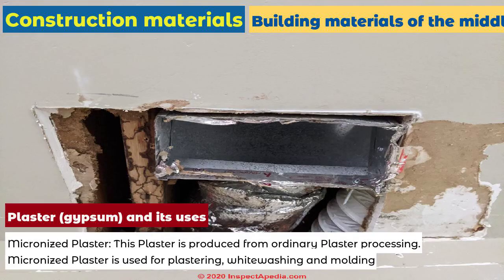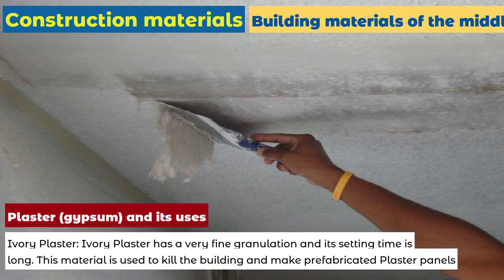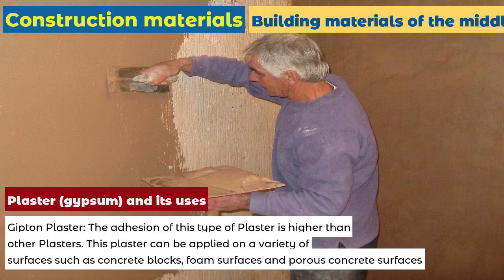Micronized plaster. This plaster is produced from ordinary plaster processing. Micronized plaster is used for plastering, whitewashing, and molding. In other words, it is used for rendering, floating and finishing coats. Ivory plaster. Ivory plaster has a very fine granulation and its setting time is long. This material is used to kill the building and make prefabricated plaster panels.